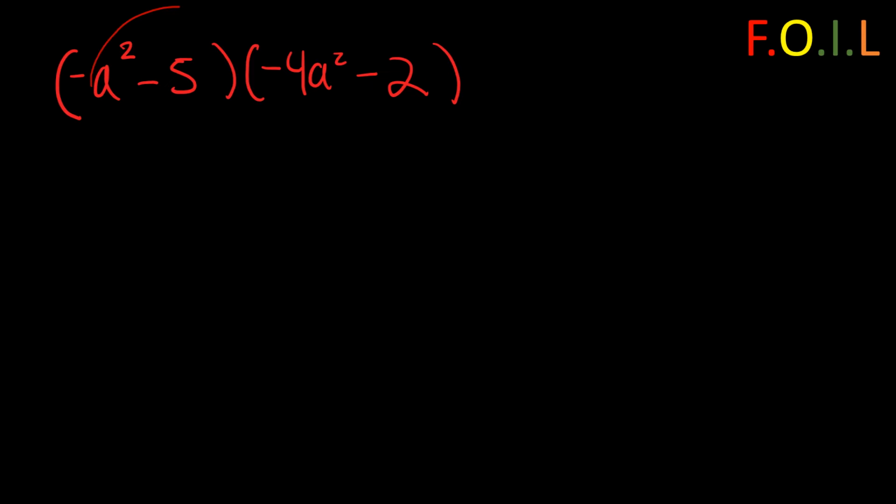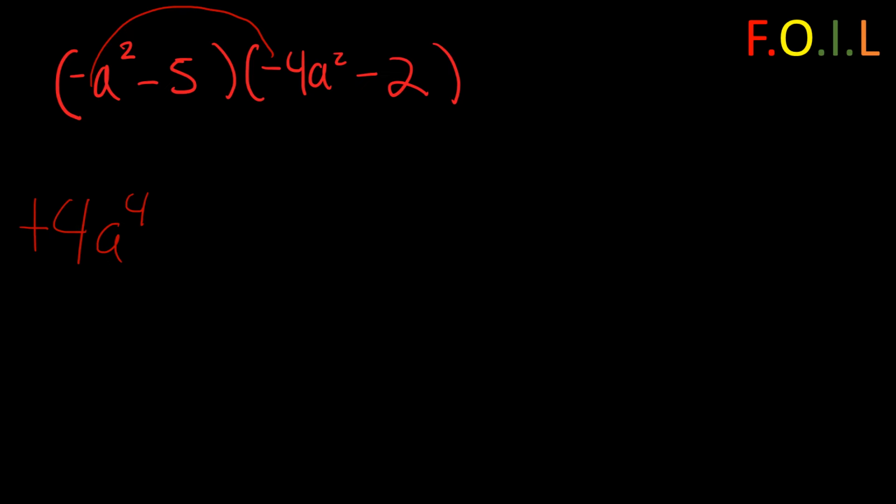So I have negative a squared times negative 4a squared. Negative and negative is positive. And we could think of there being an imaginary 1 in front of the a. So this would just be 4. A squared times a squared is just going to be a to the 4th.